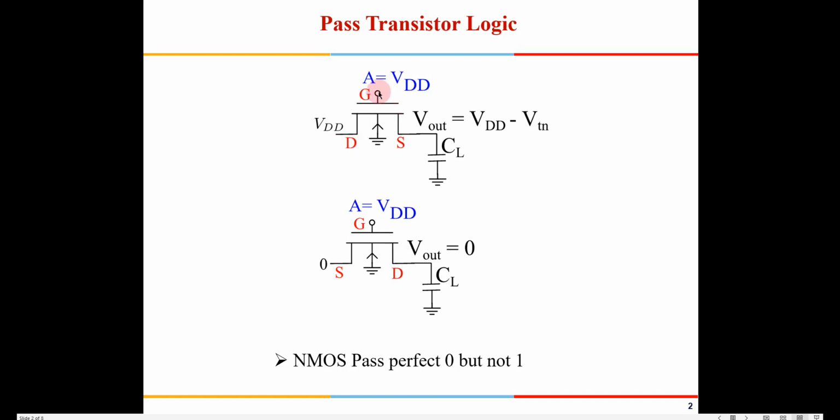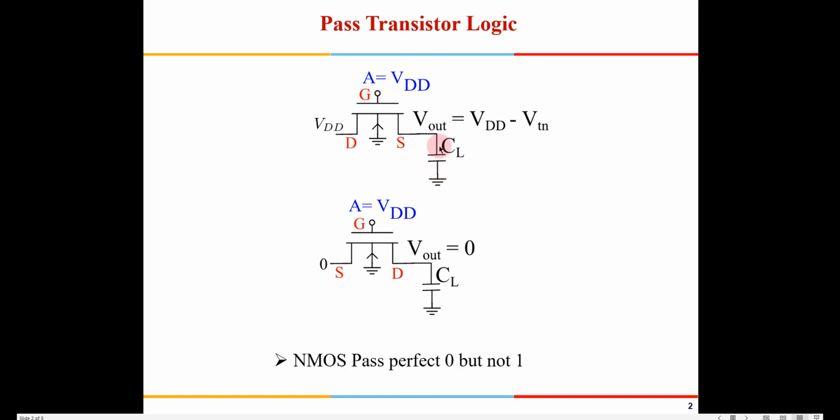Now if you see here, this becomes VGS. We also know that for this transistor to remain on, VGS has to be greater than VTN. So when we are trying to take this node voltage to VDD, we are applying VDD here and switching on this transistor by applying VDD to the gate.